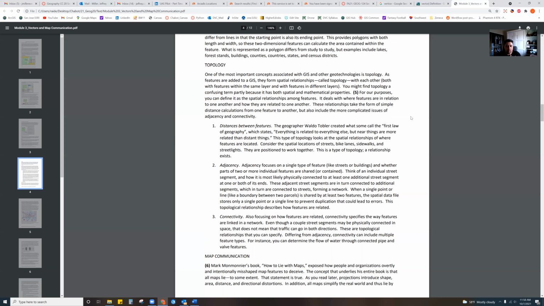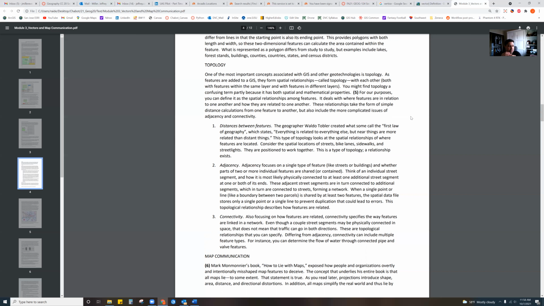When we talk about topology, we're saying we really want to focus on where features are in relation to one another, like I was just describing, and how they are related to one another. So again, I'll repeat that: where are the features in relation to each other, and how are they related to each other? The how could be something like colors differentiating the things.